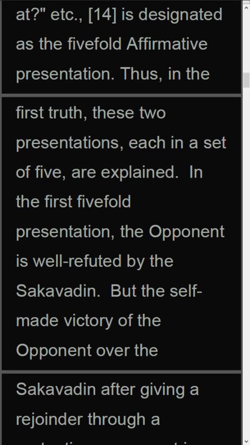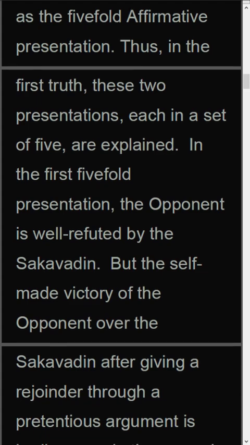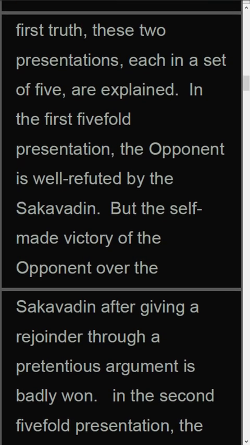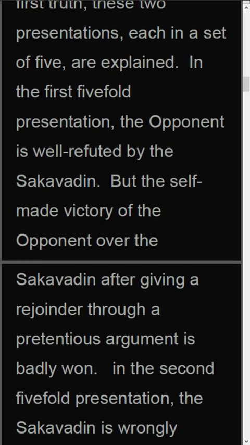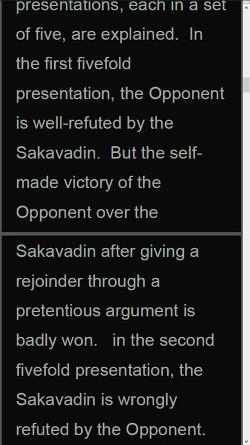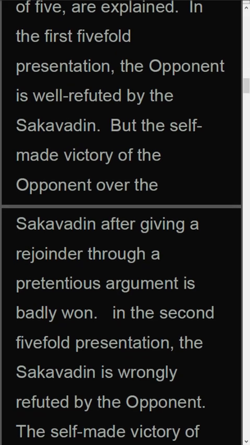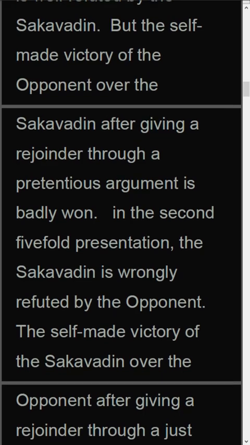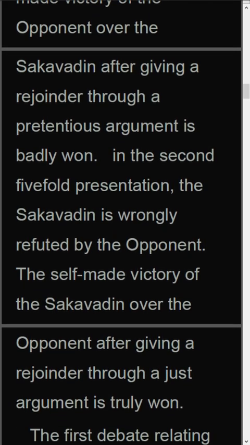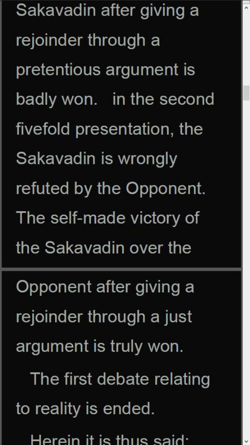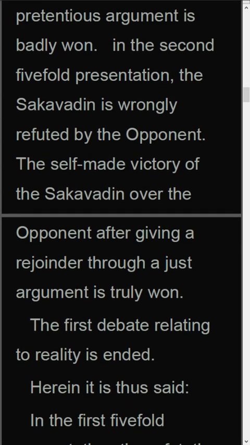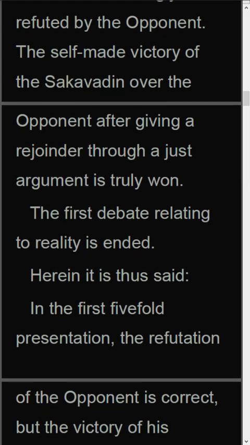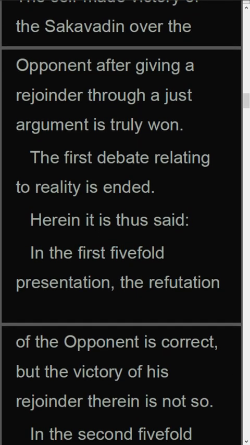Thus, in the first truth, these two presentations, each in a set of 5, are explained. In the first fivefold presentation, the opponent is well refuted by the Sakavadin. But the self-made victory of the opponent over the Sakavadin after giving a rejoinder through a pretentious argument is badly won. In the second fivefold presentation, the Sakavadin is wrongly refuted by the opponent. The self-made victory of the Sakavadin over the opponent after giving a rejoinder through a just argument is truly won. The first debate relating to reality is ended.